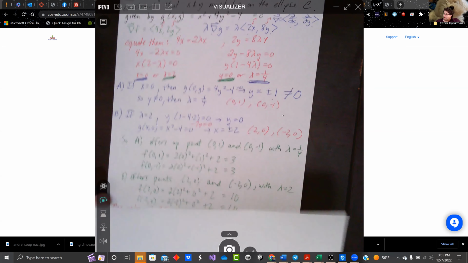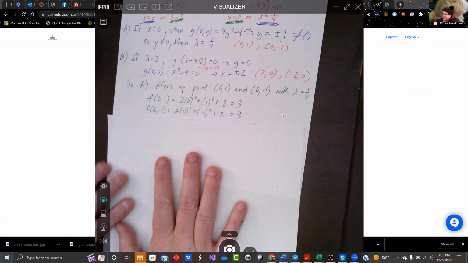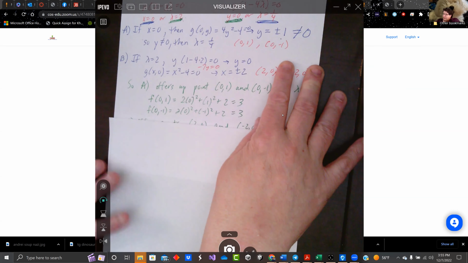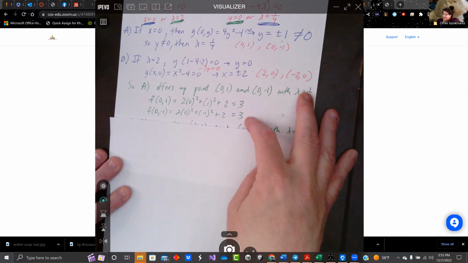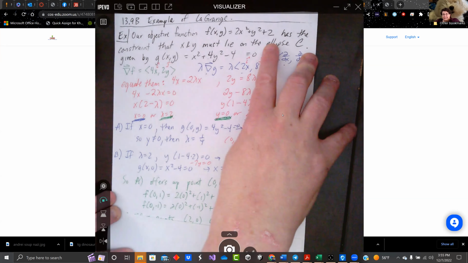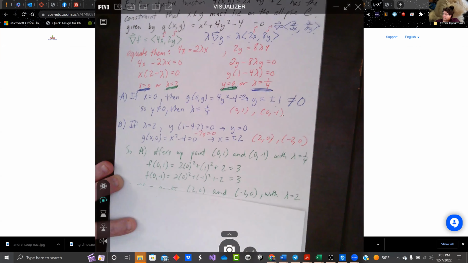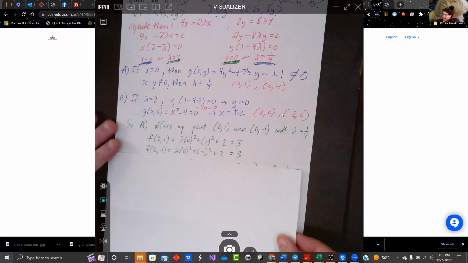So let's take a look at what we have. If we look at A, where we had x equals 0, we plug in both of them into our function f. We're trying to find out whether we have a maximum or minimum of f, because remember, it's an extremum there. And we plug it in and we get a 3.